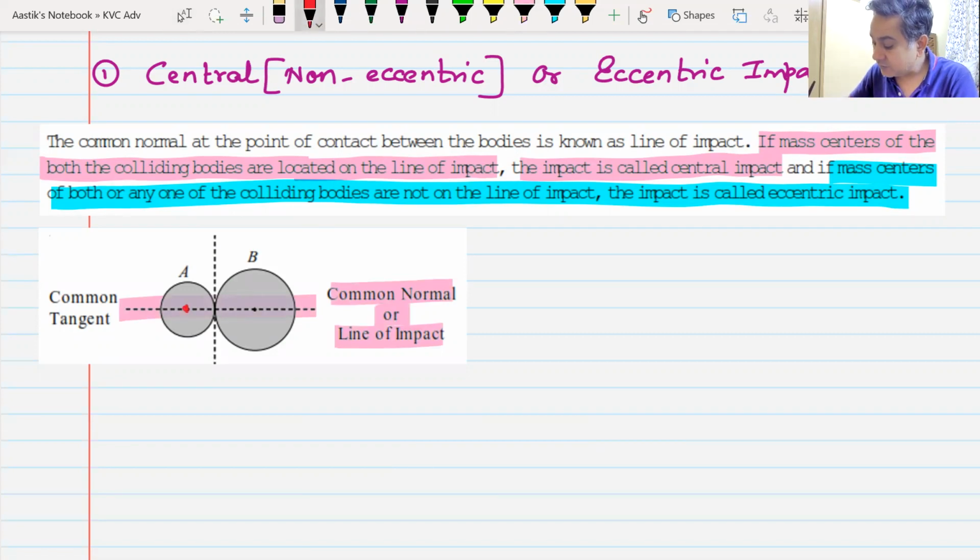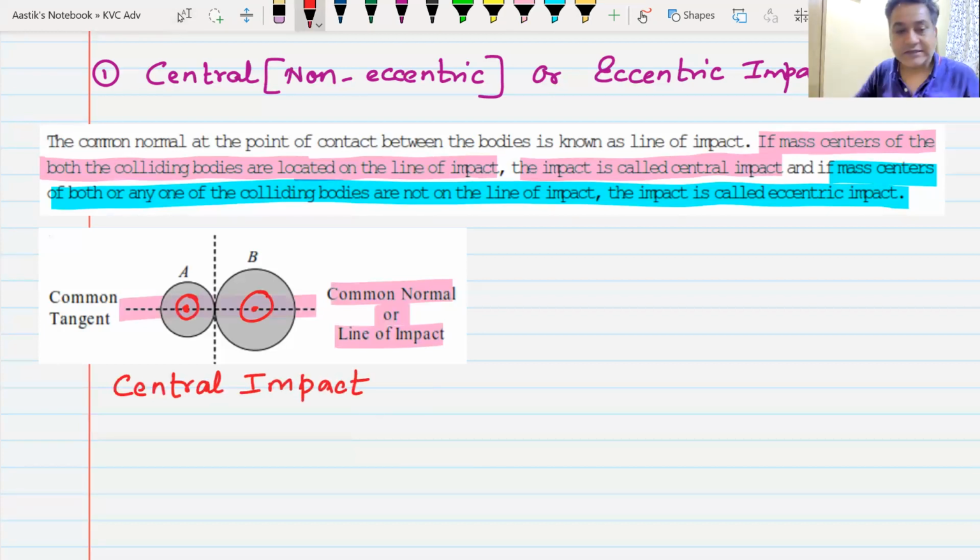And you can see both the center of masses are lying on the line of impact. In this case, these bodies will not rotate. They will just move in translational motion. Do we understand this? Yes, sir. This type of impact is known as a central impact. You will not find this in any book, so just note this down. This is known as a central impact.